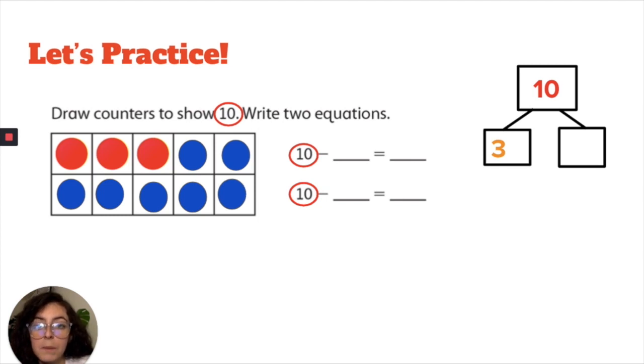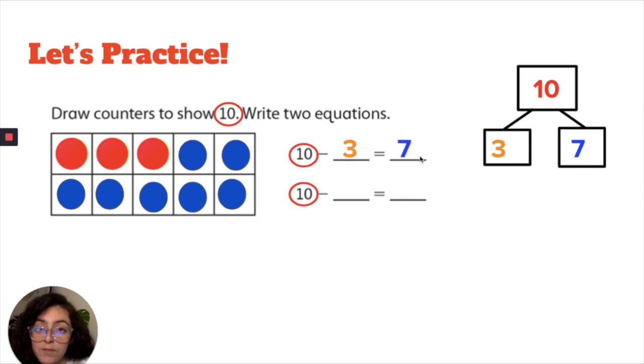All right, so how many blue counters do I have? I have 1, 2, 3, 4, 5, 6, 7. Good job. So our other part is 7. Now to fill in our subtraction equation, it's the same thing. We are only going to be using these numbers in our number bond and our 10 frame. So we can do 10 minus 3 equals 7.